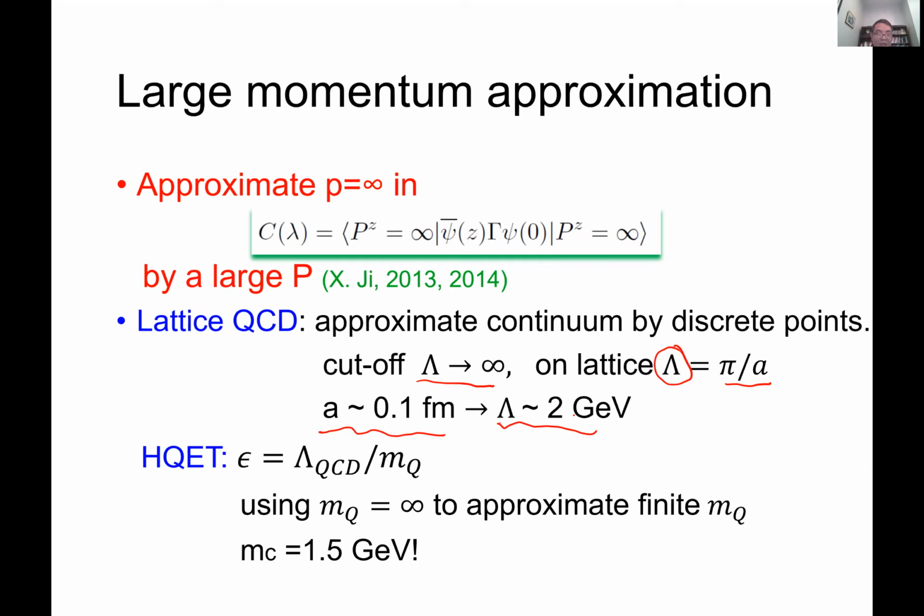And we assume that 2 GeV is a pretty good approximation to infinity. The same thing happens in heavy quark effective field theory. In heavy quark effective field theory, we use an infinitely heavy mass quark to approximate a finite mass quark. There are people who use this kind of HQET for charm quarks. It may not be very good, but you can use that as an expansion. And the charm quark only has a mass of about 1.5 GeV. So that doesn't stop people making approximations.